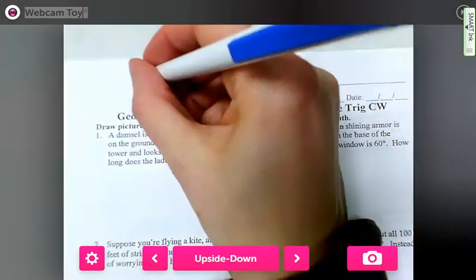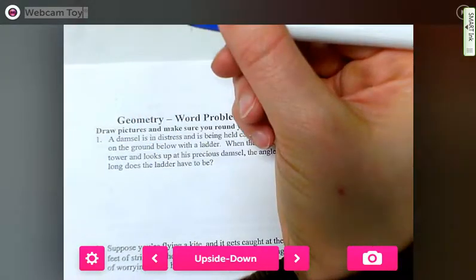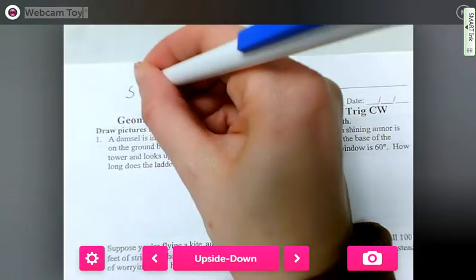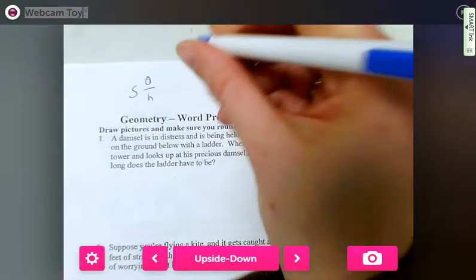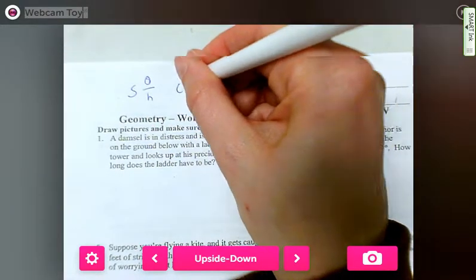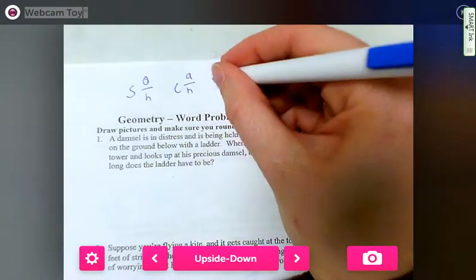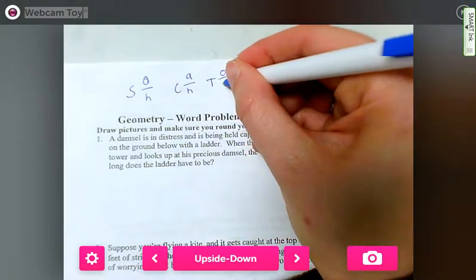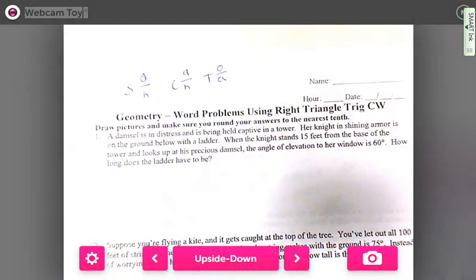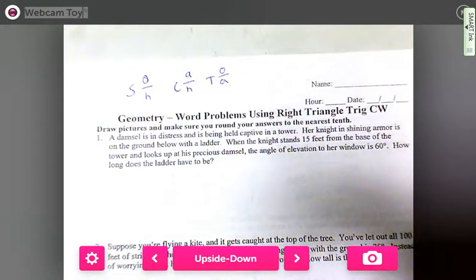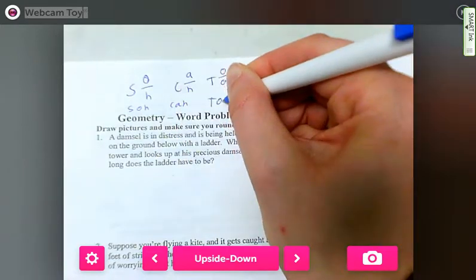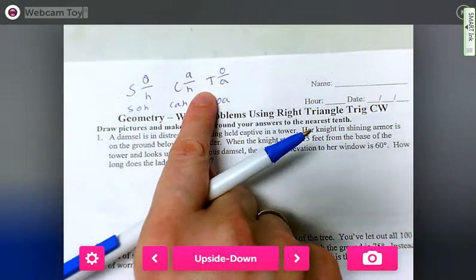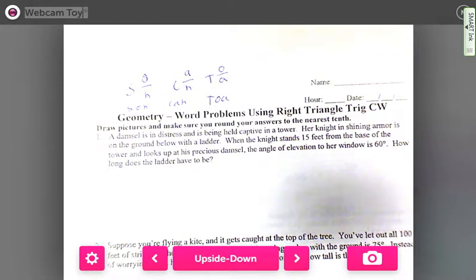SOHCAHTOA. I've seen some people write it this way, and this way is great. Sine is opposite over hypotenuse. Cosine, adjacent over hypotenuse. And tangent, opposite over adjacent. That's another way to write SOHCAHTOA. I usually write it like this, but if writing it that way helps, that's totally fine.